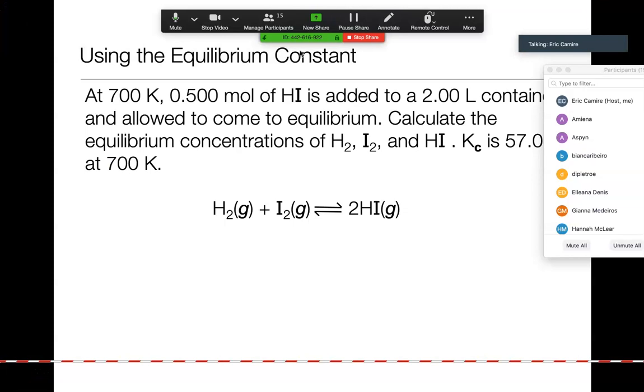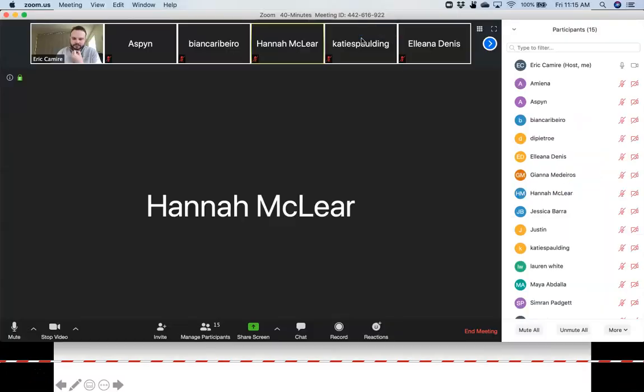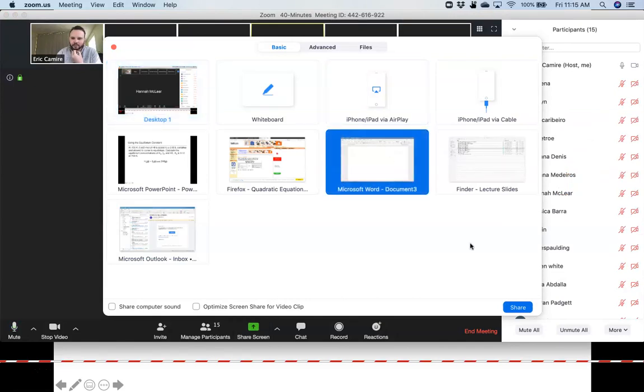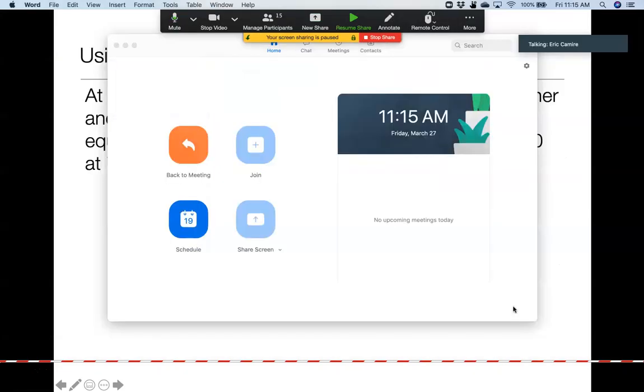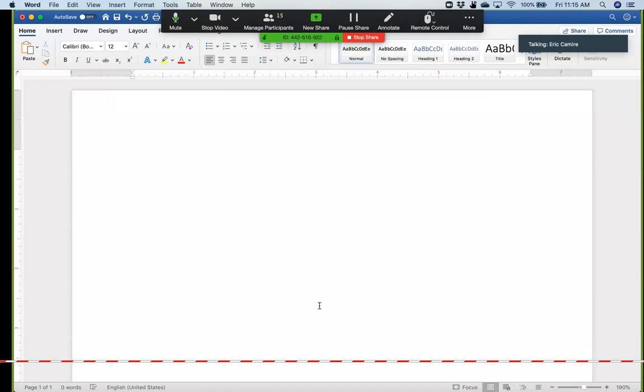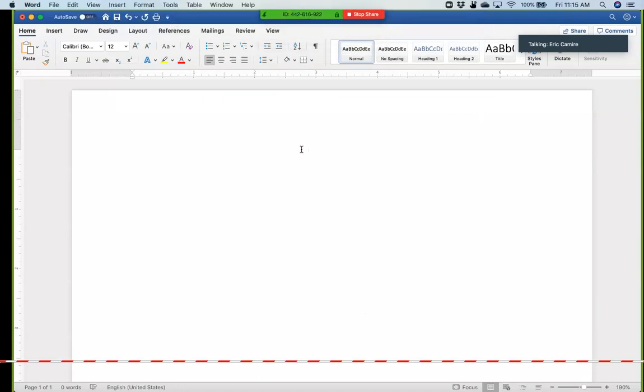Oops. It moved everything. There we go. And then what I'll start sharing is just a blank Microsoft Word document. So that's what you should be able to see right now. And yell at me if you're not able to, if you can't see it.